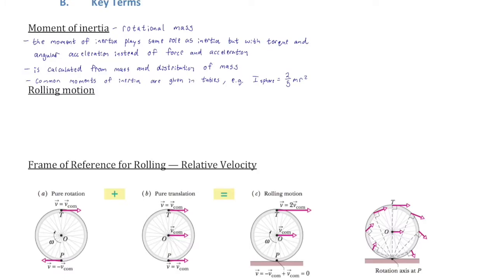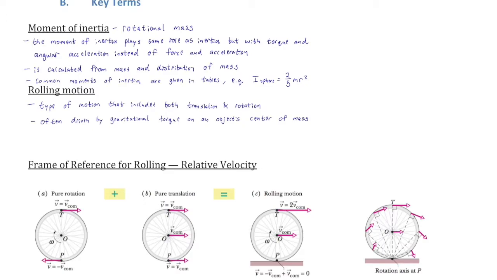So now what is rolling motion? Well, it's translation and rotation put together. Why have one when you can have both? Obviously, a lot of things roll. It's a very applicable type of situation. It applies to many, many situations. It's often driven by gravitational torque, right? A lot of rolling, if you think about rolling downhill in particular. And that would be the gravitational torque acting relative to an object's center of mass.